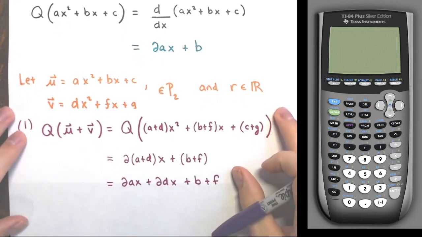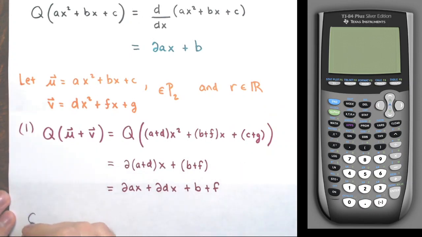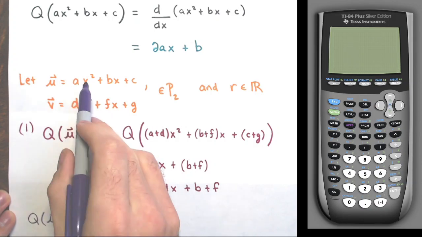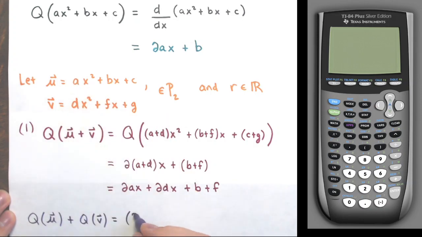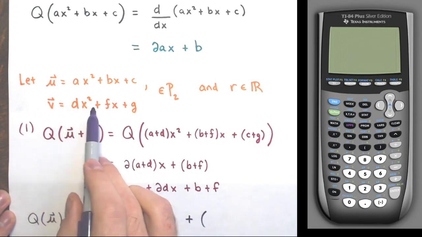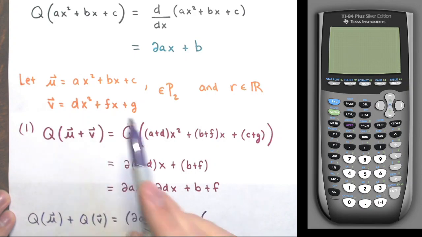And let's see if the other side is the same. All right, so what's q of u plus q of v? First I take q of u, apply q to u. Well, that'd be 2ax plus b, right? You don't really need the parentheses here because there's nothing to distribute, but this is q of u. And then I'm adding to this q of v. Well, this was v, and this would be 2dx plus f.